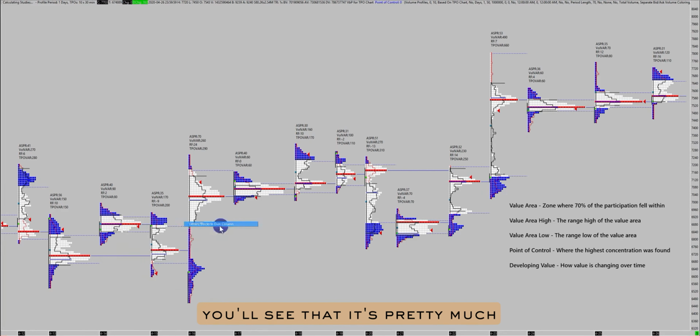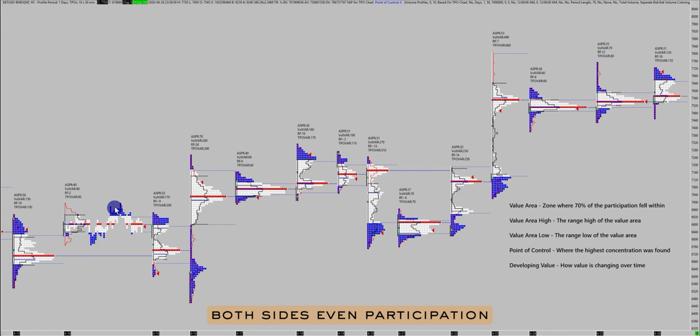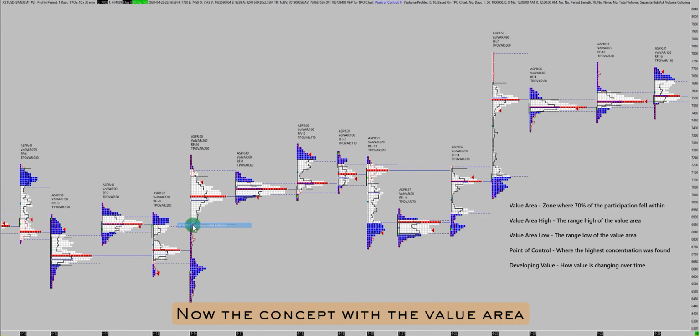So if we open this up, you'll see that it's pretty much both sides in even participation. We have this mean reverting behavior, and it creates what is a very fair valued, even distribution range. Okay, now the concept with the value area and in auction market theory, we cover this in the roadmap modules.